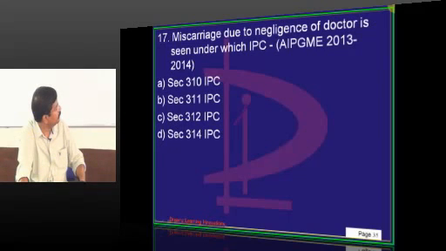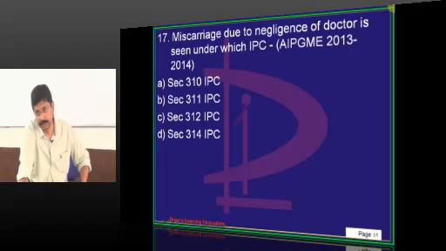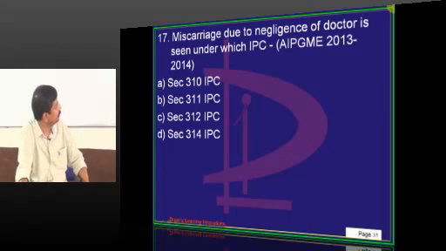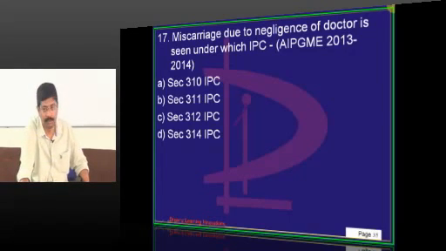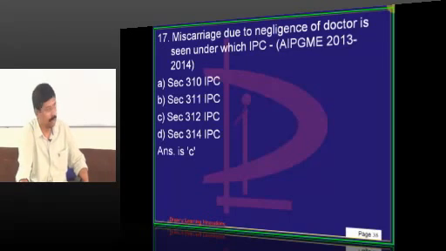Miscarriage due to negligence of doctor is seen under which IPC section? Miscarriage occurring due to negligence of doctor is seen under which IPC section? 310, 311, 312, 314. It is 312. Okay. Any person who is causing miscarriage. Okay. Voluntary miscarriage.